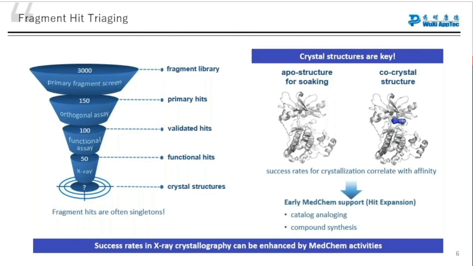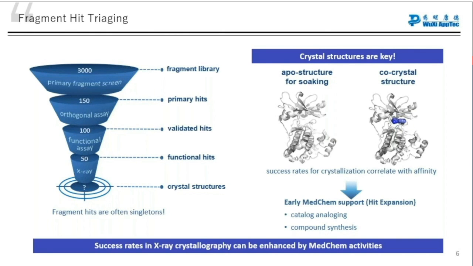Now, as I've mentioned before, crystallography is key for this technology. So we need to make every effort to enhance the chances with crystallography. For crystallography, we usually try to get an apo structure so that we can do soaking. But in some cases, we are also fine with co-crystal structures, so that we generate just co-crystals. But still, this is a difficult process, and sometimes the number of fragments that get crystallized is quite low.